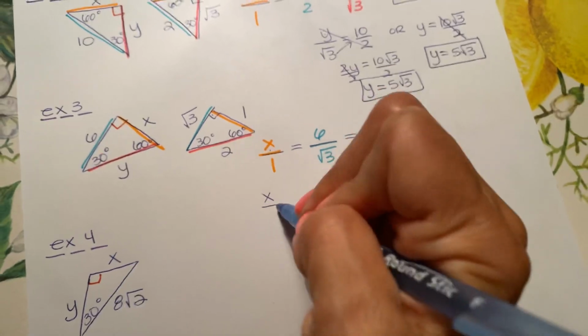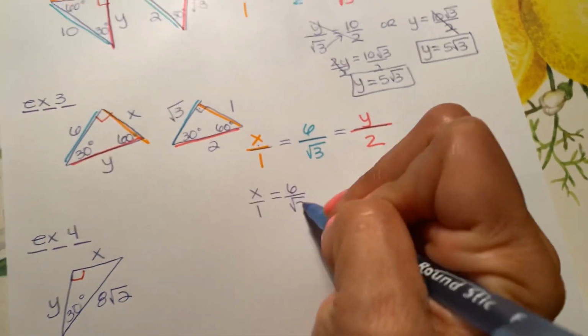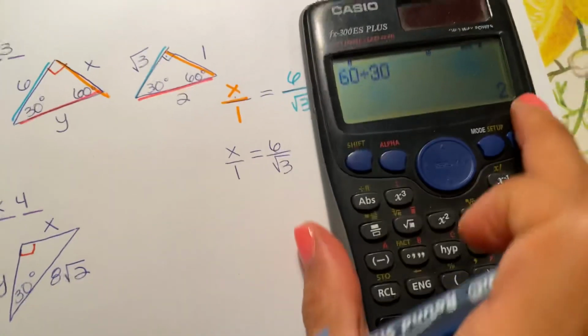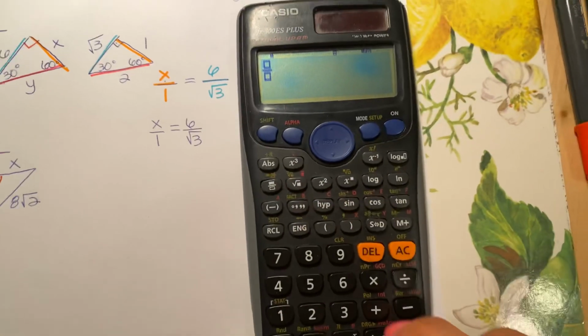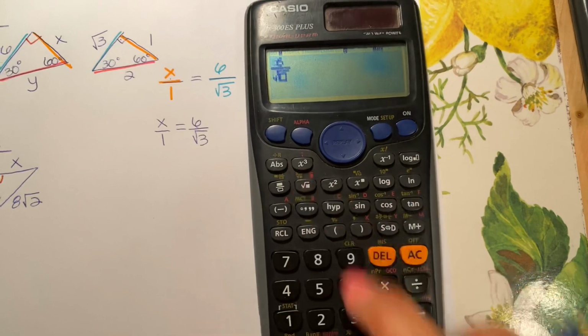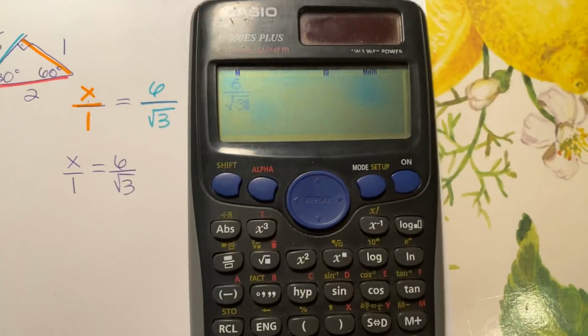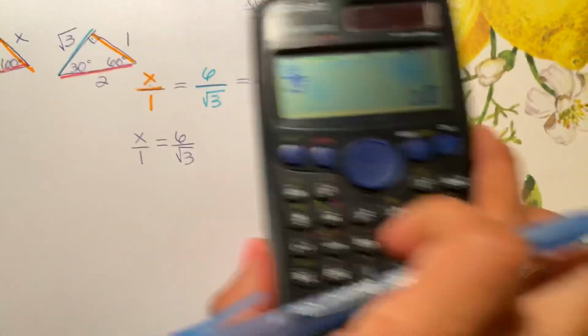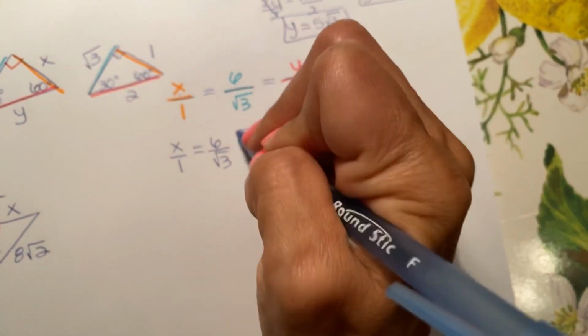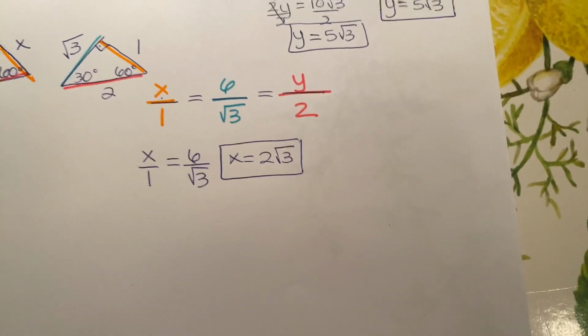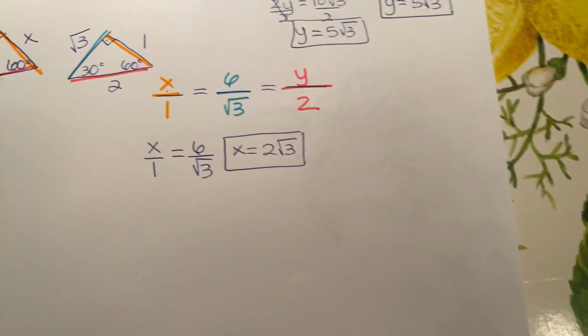Okay, here we go. X over 1, 6 over rad 3. Okay, you have the capability of a calculator, right? So what's 6 divided by rad 3? Okay, so if you don't want to do it by hand, it gives you 2 rad 3. That's it. So x is equal to 2 rad 3. In the shortcut, I'll solve it without the calculator, okay?